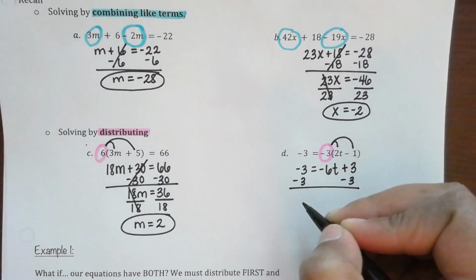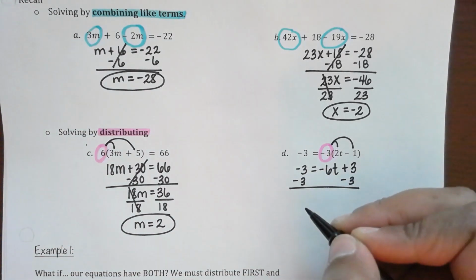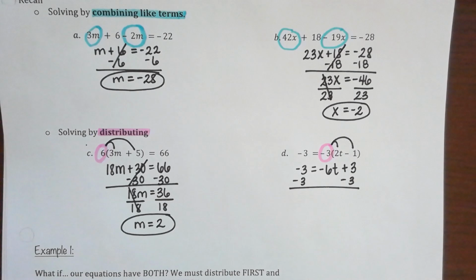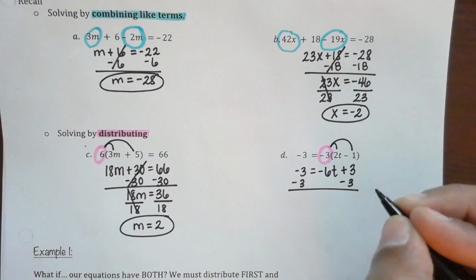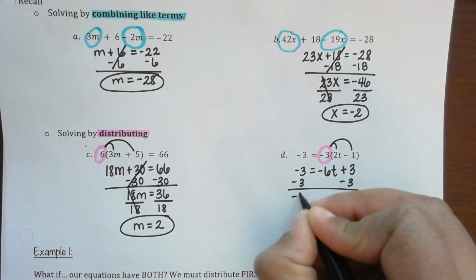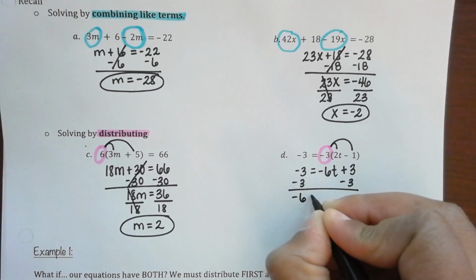Perfect. Type in -3 minus 3. I'll tell you when. What'd y'all get? -6. Behind that? Equals.